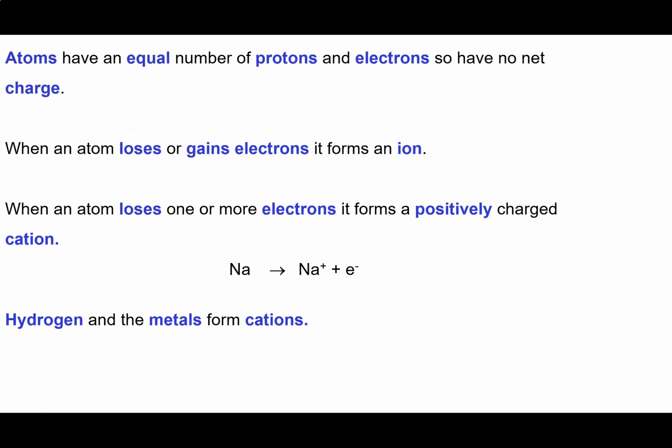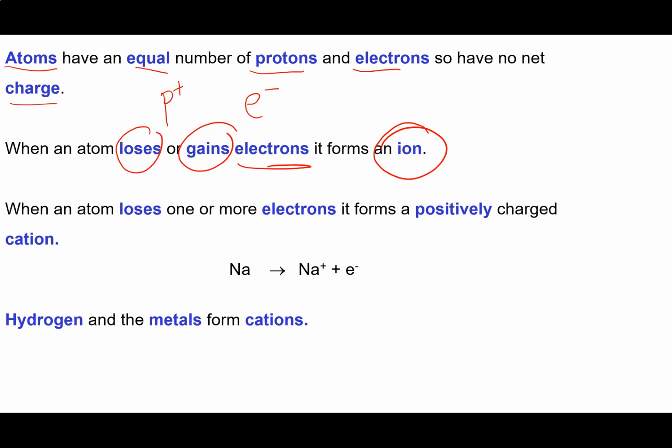Something that's important to recognize is that atoms have an equal number of protons and electrons, and as a result they have no electrical charge, because remember that the charge on a proton is +1 and the charge on an electron is -1. So if an atom has equal numbers of protons and electrons, then overall you will have electrical neutrality. An atom may lose or gain some electrons, and when it does, it will acquire an electrical charge and it will form what we call an ion.